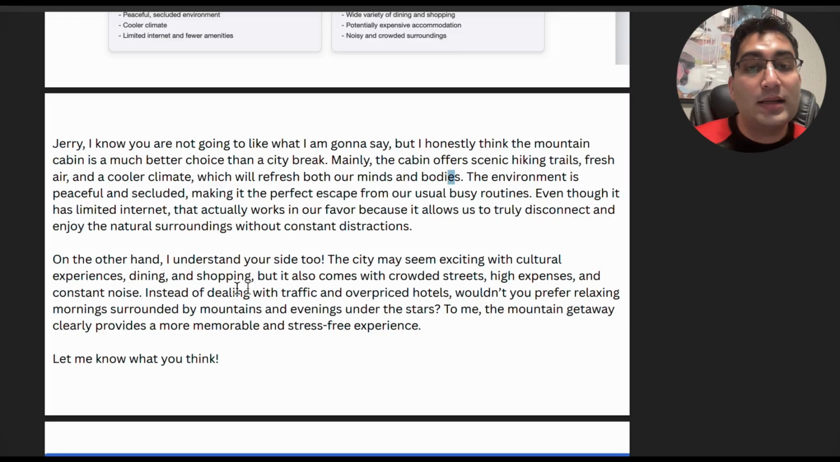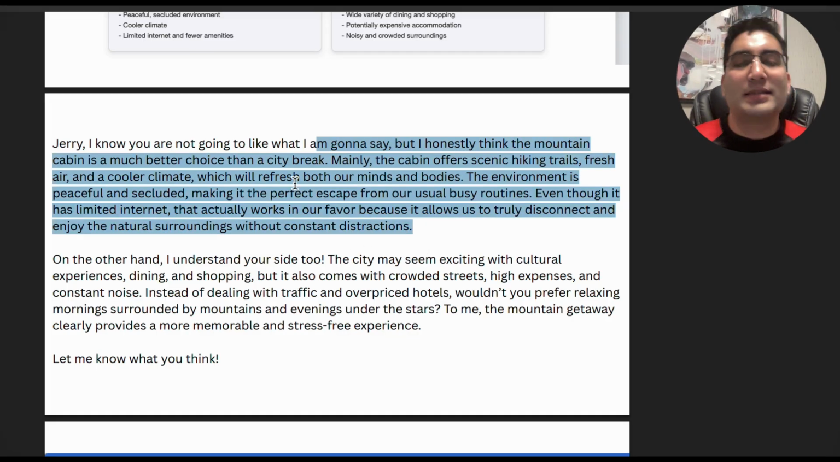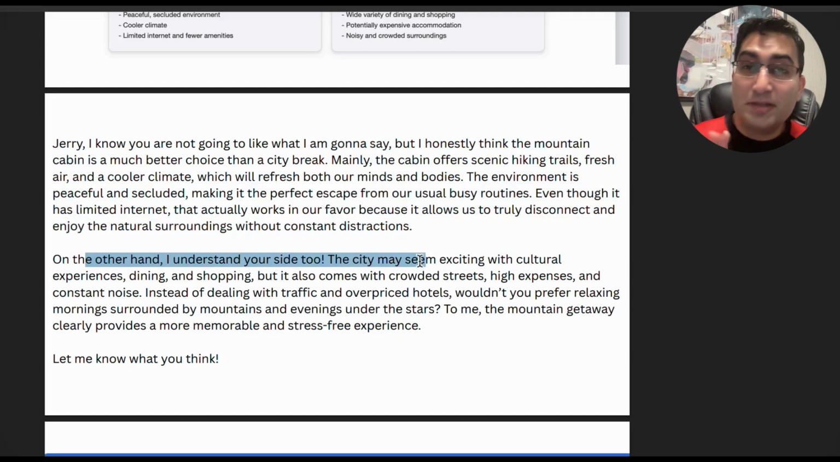On the other hand, I understand your side too. The city may seem exciting with cultural experiences, dining, and shopping, but it also comes with crowded streets. And there you go. Now you start being negative. So you see the transition of you being so positive. We got this. But yours is also good.